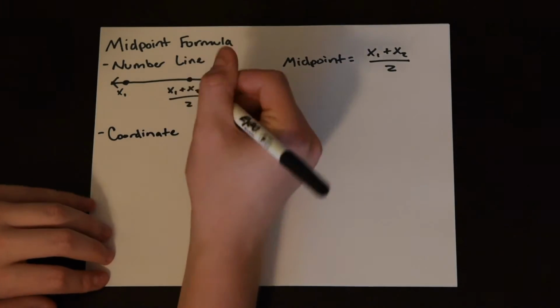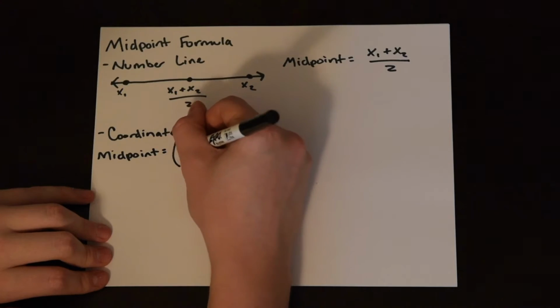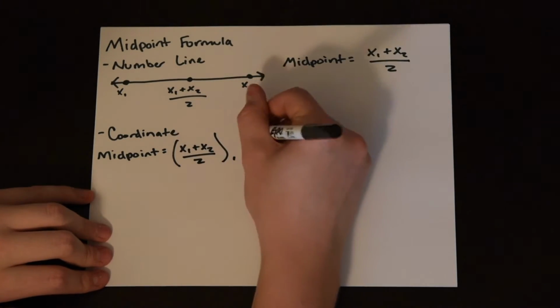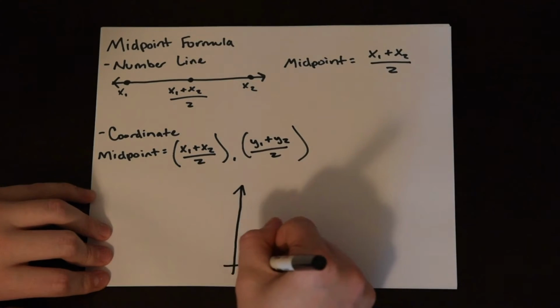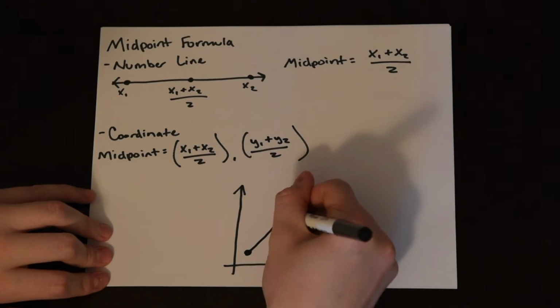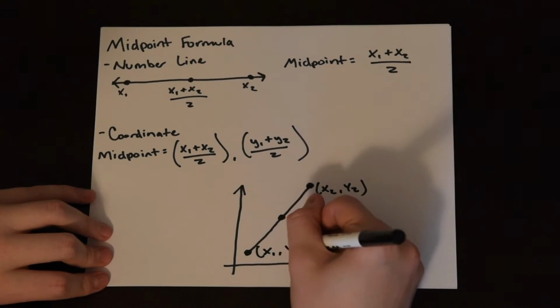On a graph, you would use an equation similar to the number line. You'd use the equation (x1 plus x2) over 2 and then (y1 plus y2) over 2 to get both numbers of the coordinate. And all you would do is plug in the numbers from the graph to find the midpoint.